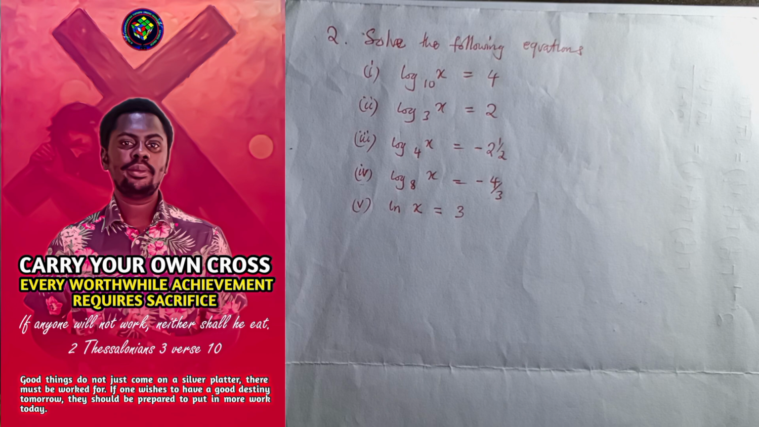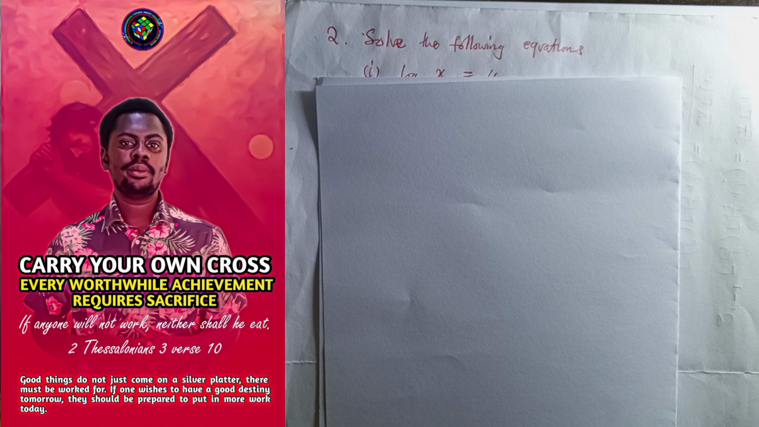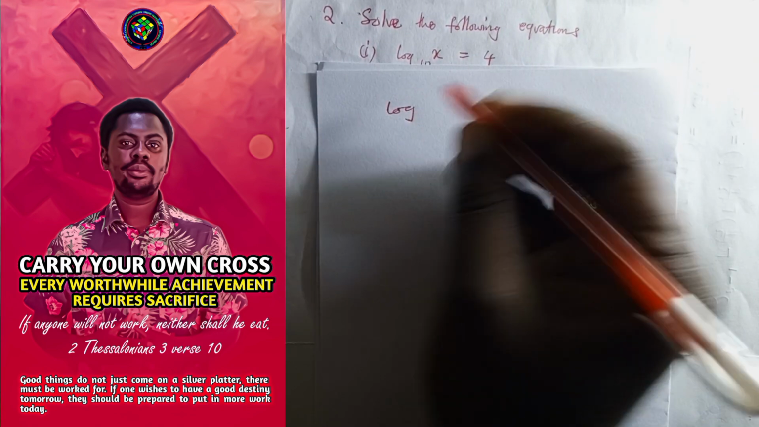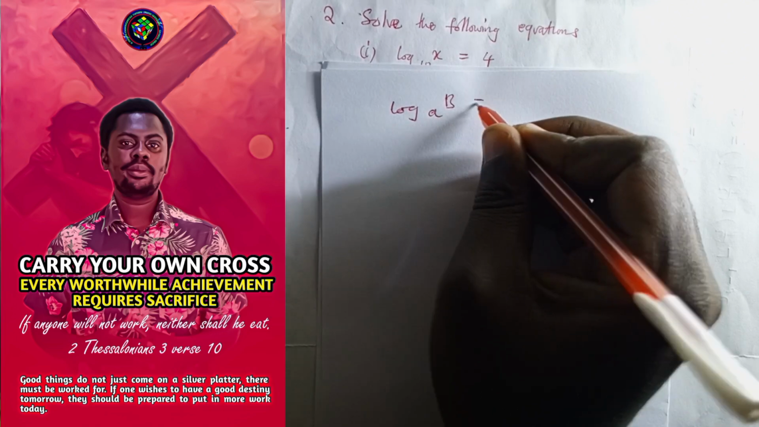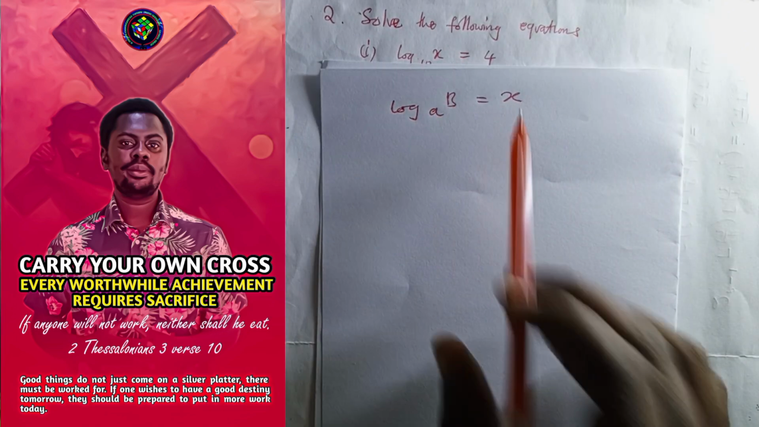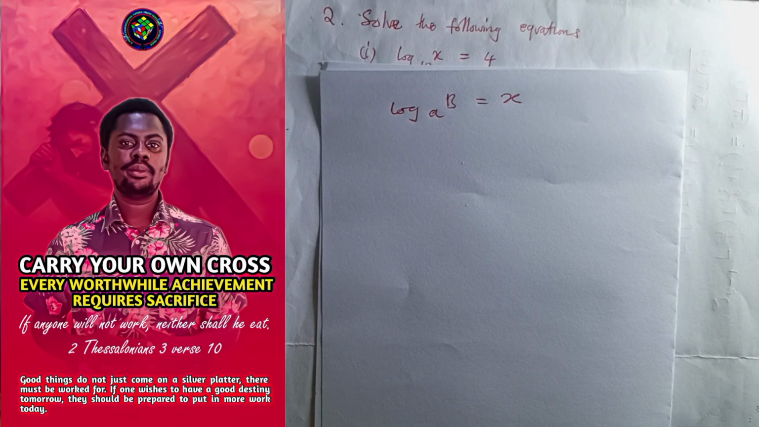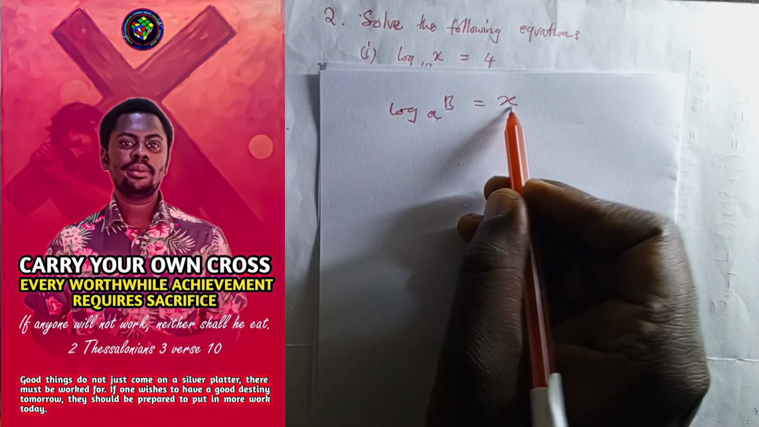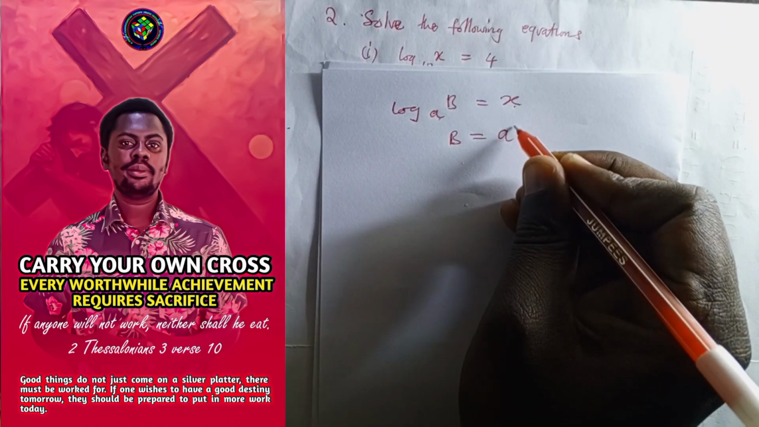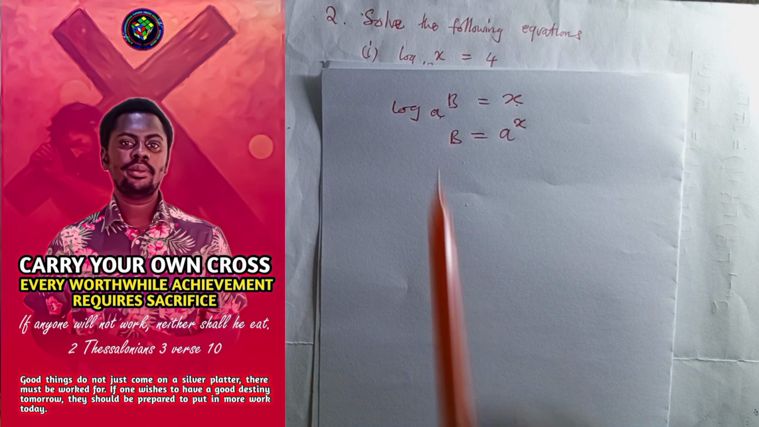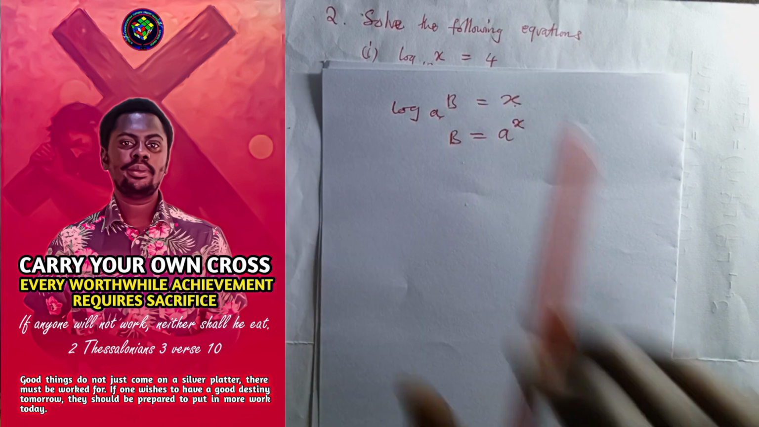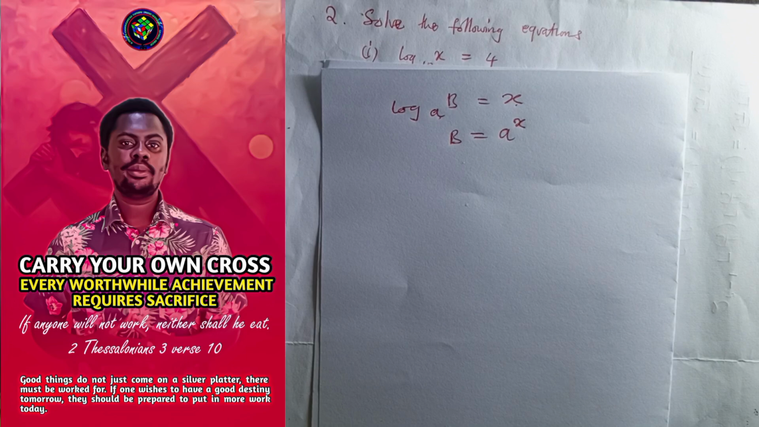Okay, so today's question, we'll look at the relationship between logarithms and index notations. We need to remember this law. When you have log of b base a is equal to x, this can be expressed in index notation as b is equal to a to the power x. So this is our base and this x will be our power. This is the law which we are going to apply.